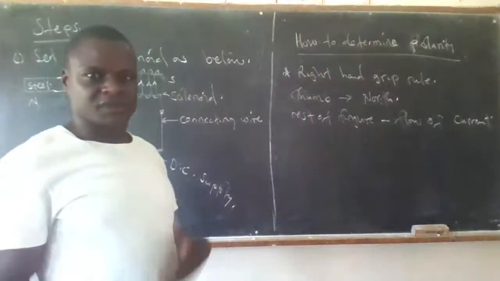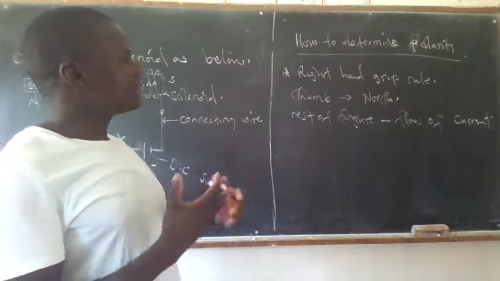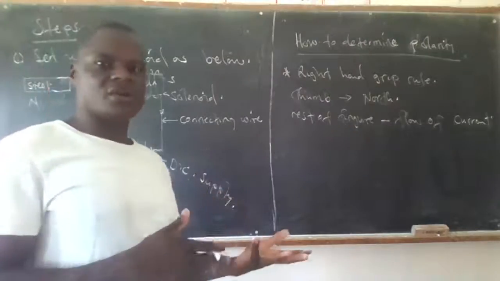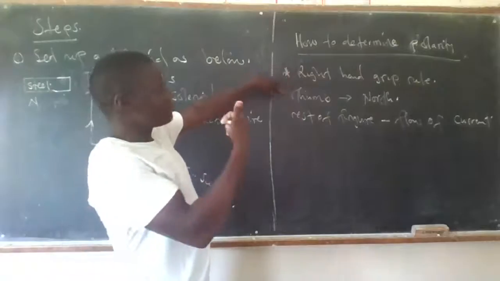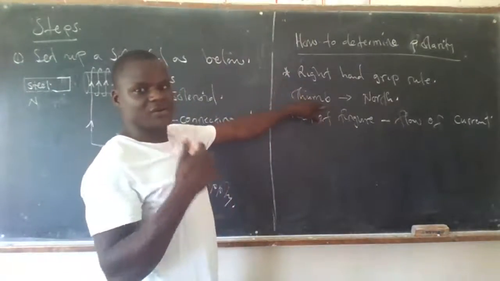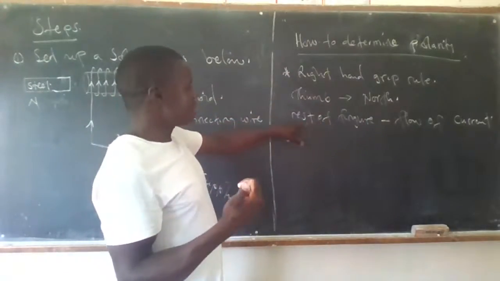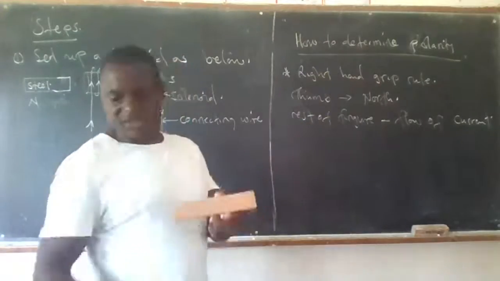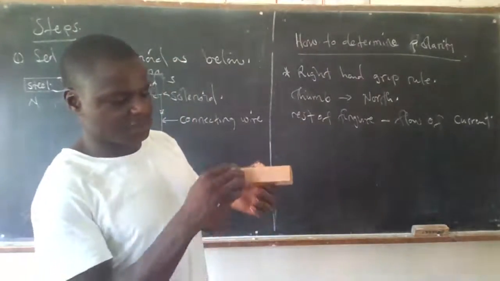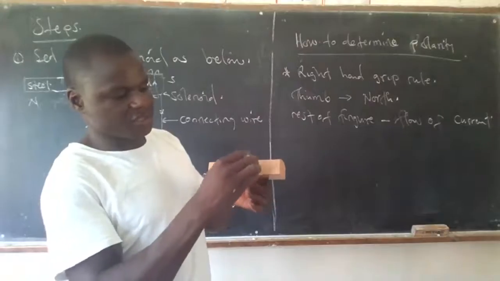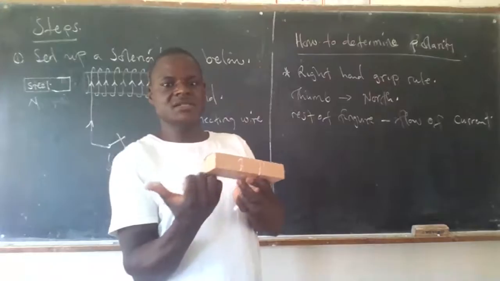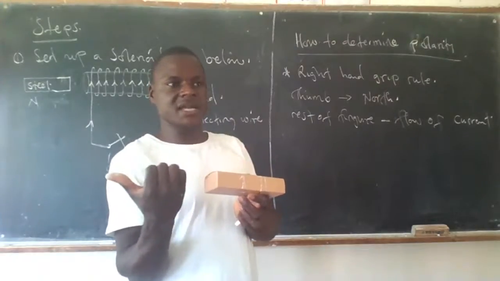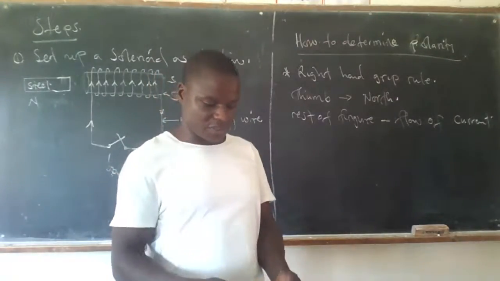So that's how we can determine which one is the North Pole and which one is the South Pole. The method is: the thumb must point to the side where the North Pole is, while the rest of the fingers indicate the solenoid. If this was the solenoid, with current moving in an upward direction like that, we would put the fingers like this so that the thumb points to the side where the North Pole is.